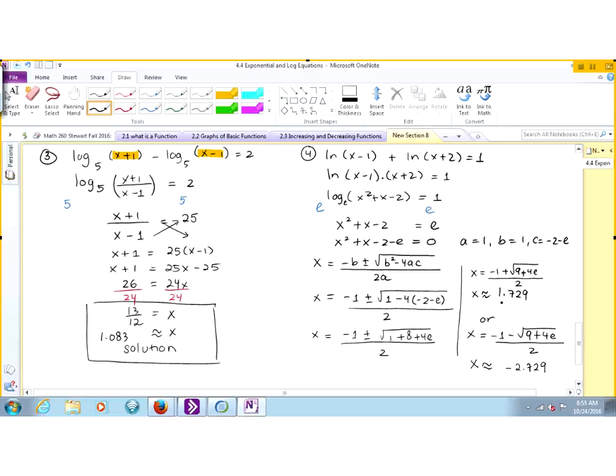Okay. So which one is the solution? Yeah. The first one, so we substitute the value here and the value here. So 1.729 minus 1 is greater than 1. How about this one? This one is negative. So we only have one solution. Yes? Okay.